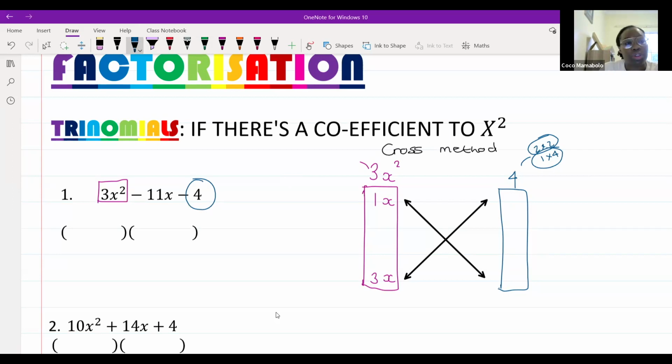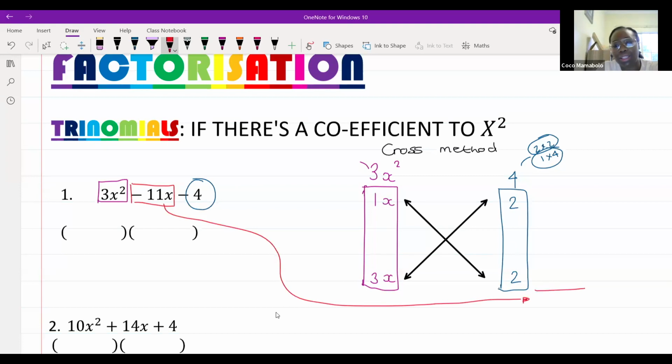I'm going to start with 2 times 2. I'm going to split it the way I split 1x and 3x. I'm going to put a 2 here, and I'm going to put a 2 here. Now, the objective of what we're doing is to make negative 11x. That's what we want at the end over here. At the end, we want negative 11x.